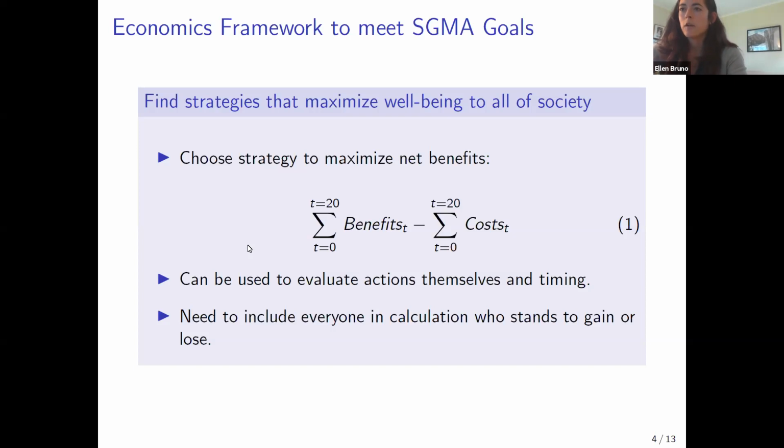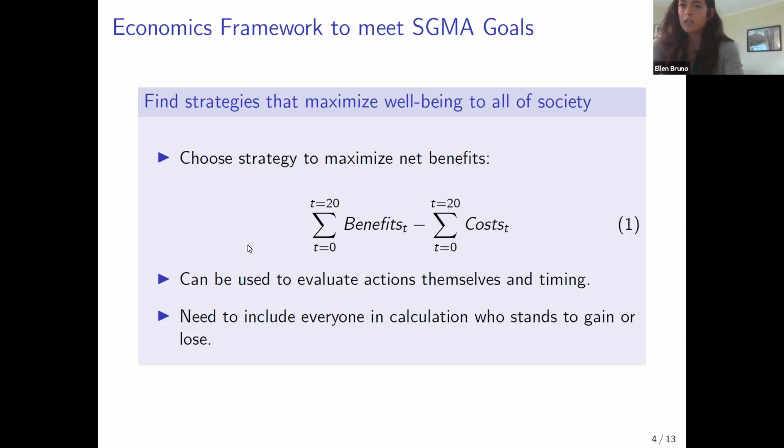So we can use this framework to evaluate the actions themselves as well as the timing, to figure out where the benefits are greatest over the possible costs across the suite of choices that could be made. And ideally, this includes everyone and everything that depends on groundwater that could possibly stand to gain or lose from a given management action. It's not specific to a certain sector of the economy, for example.